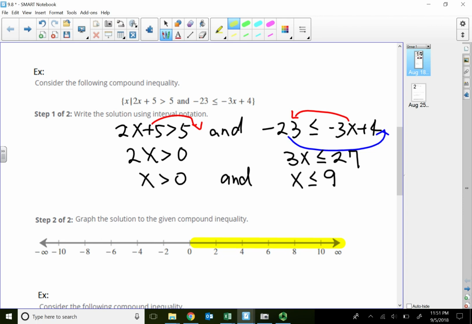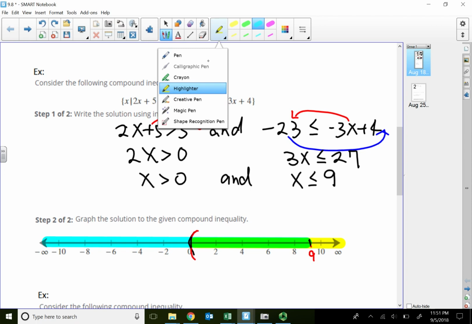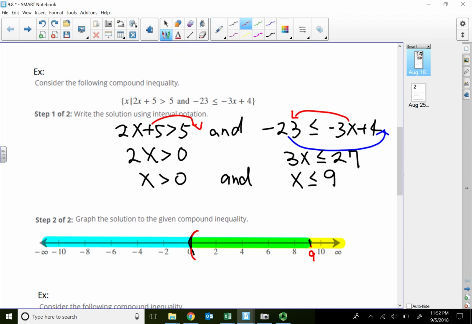Based on my inequality without the equal sign, I'm using a parenthesis. Now let's look at the other solution. I'm looking for numbers that are less than or equal to 9. So let's say 9 is right here. Less than or equal to 9 is to the left side of 9. Let me use blue. That will be going this way, right? With the equal to, I use a bracket. So, tell me.